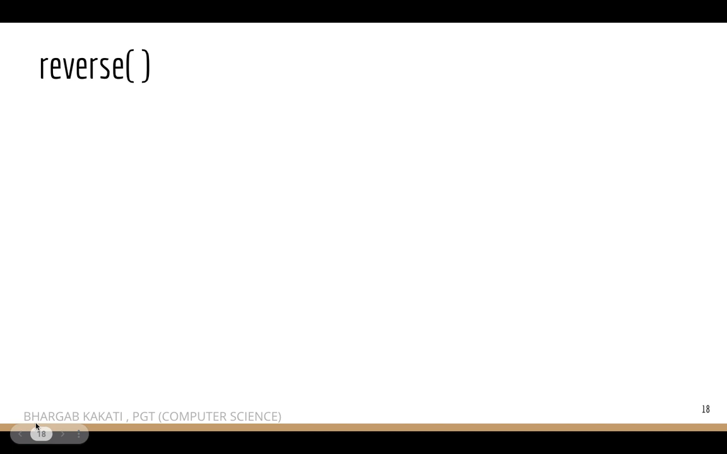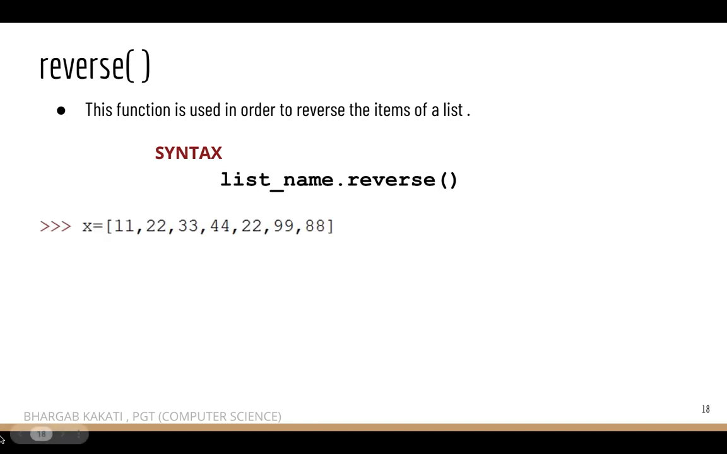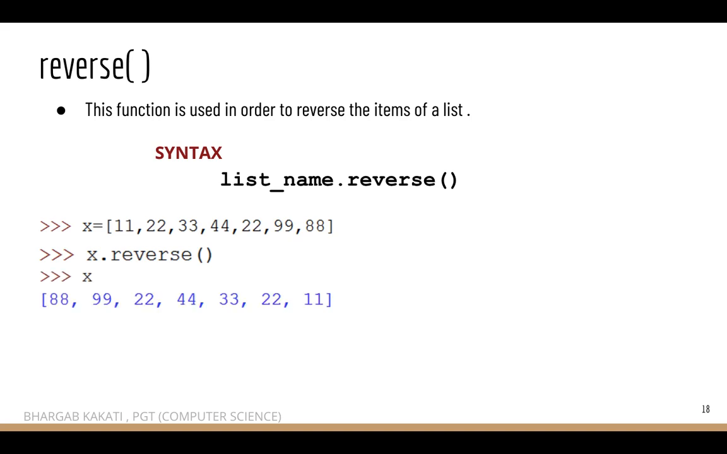From the name only we can see what it will do, it will simply reverse the items of the list. So this function is used in order to reverse the items of a list. The syntax goes as follows: list name dot reverse function. So let's say we have a list x with these elements. If I want to reverse it, I'll simply type x.reverse(), and as I press enter and then x, it will simply reverse the items of the list. So 88 was at the last, it will come at the first. 11 was at the first, it will come at the last, and so on. The order will be reversed.